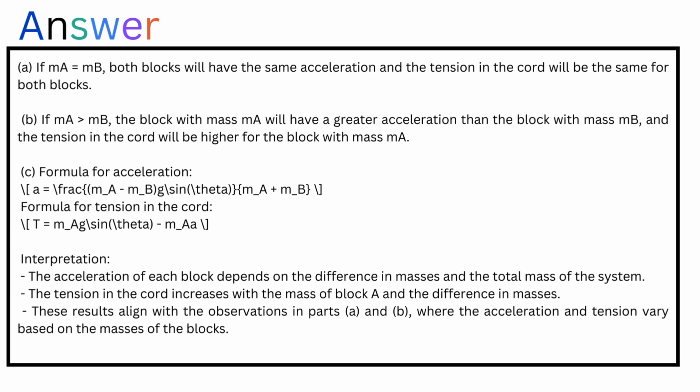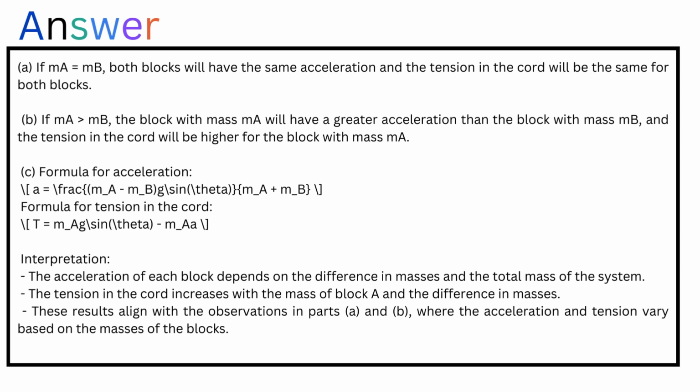A. If m_A equals m_B, both blocks will have the same acceleration and the tension in the cord will be the same for both blocks. B. If m_A is greater than m_B, the block with mass m_A will have a greater acceleration than the block with mass m_B, and the tension in the cord will be higher for the block with mass m_A.